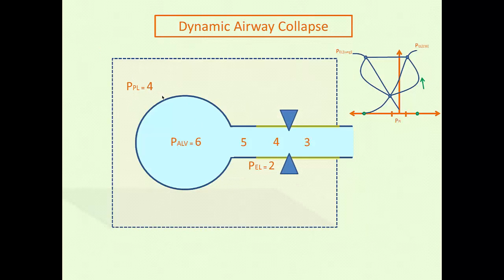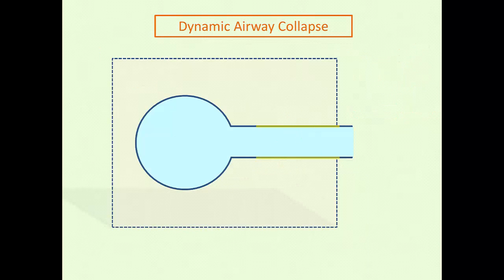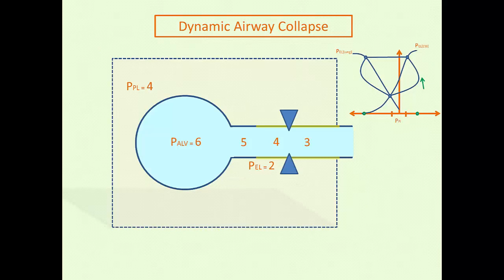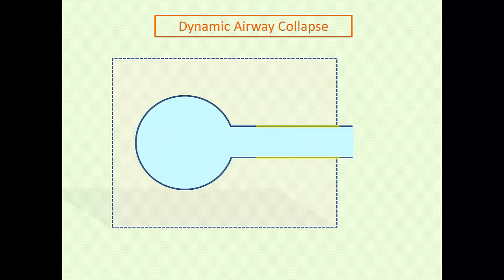But in this patient, the pleural pressure is 4. That doesn't supersede your airway pressure until this portion of the airway that is closer to the mouth. And this portion of the airway is protected by cartilaginous structures. So what I'm trying to graphically represent here is that there's minimal, if any, collapse, and forced expiration proceeds.